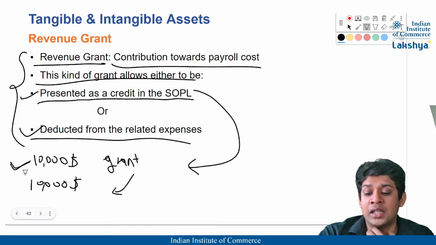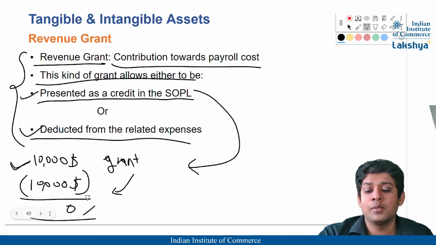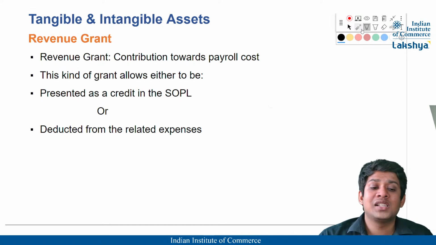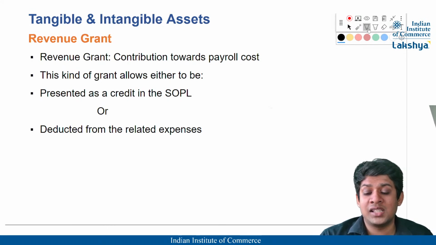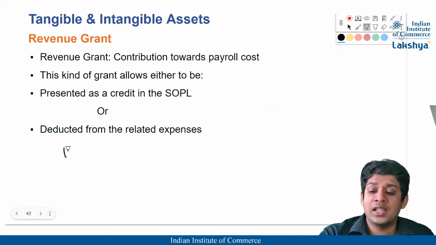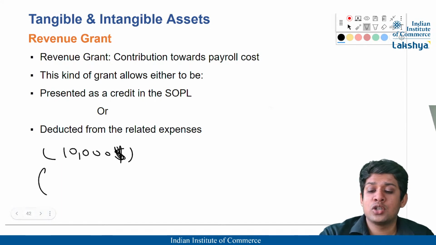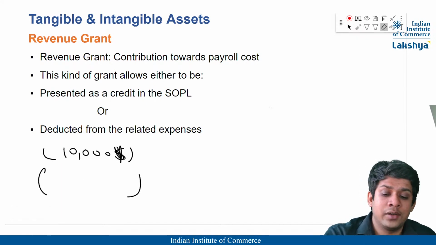Government has provided me that $10,000, so that will be deducted from here and my expense will become zero. Okay. So that is deducted from the related expenses directly. But some countries may say that this is not allowable because you're not showing all the expenses clearly within the financial statements. So what I can do is state $10,000 of expenses separately, right? I can show $10,000 of expenses separately, and I'll show a grant also separately.